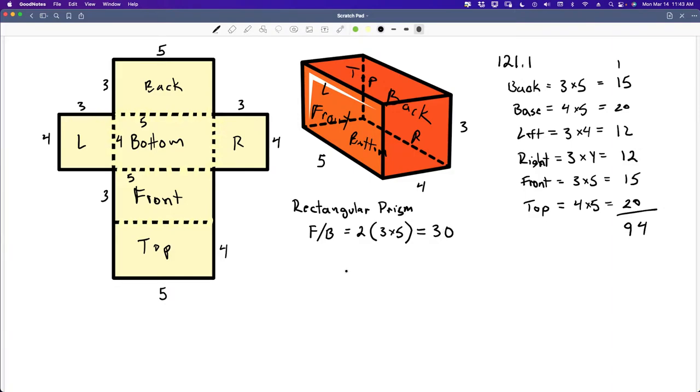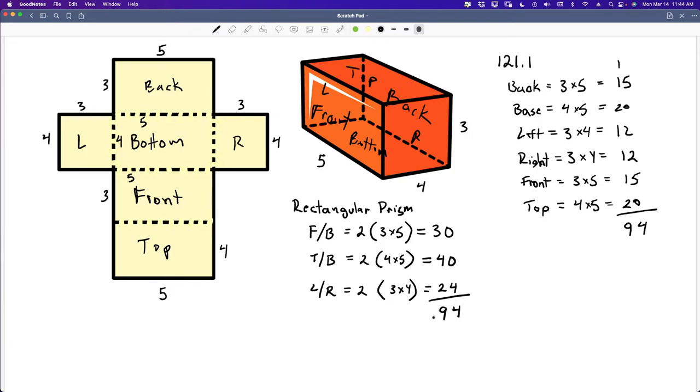Now we know that the top and the bottom are the same shape. They're 4 by 5. There's two of them, 4 by 5 and 4 by 5. So we can do the same thing, 2 times 4 by 5. Well, 4 by 5 is 20, times 2 is 40. So now we can look at the left and the right, and they are mirrors of each other as well, 3 by 4. So we can say the left and the right is going to equal 2 times 3 times 4. And that's going to be 12 times 2 is 24. So when we add all of that up together, we say 4, 7, 8, 9.